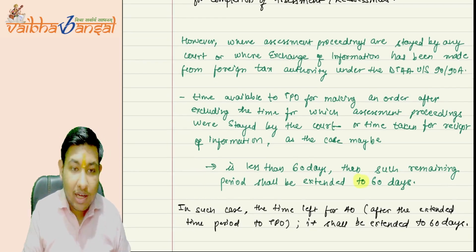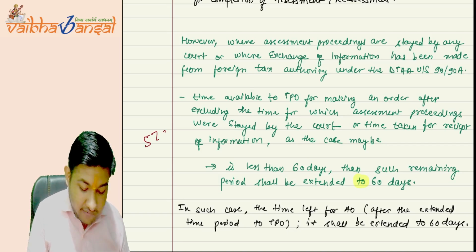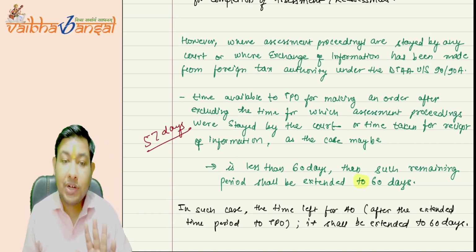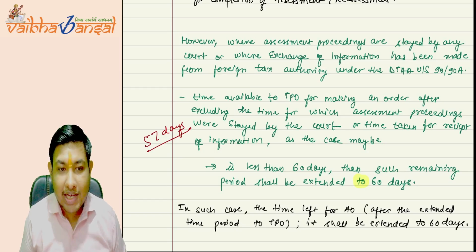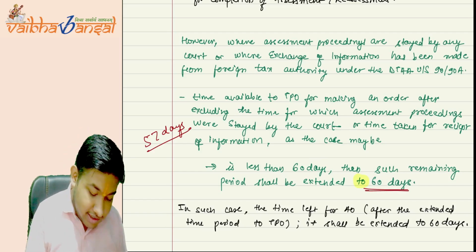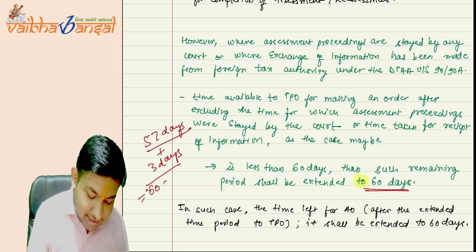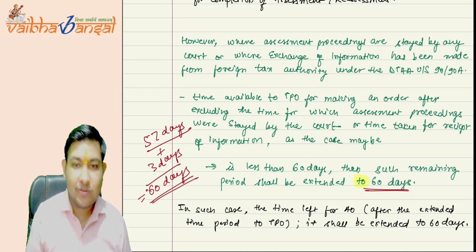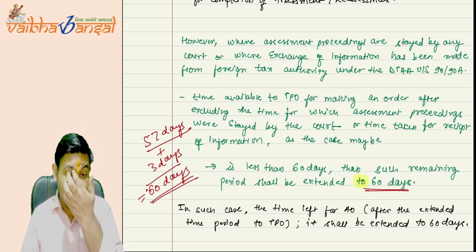Suppose now the AO is left with only 57 days for completion of the assessment. Now we will increase his time to 60 days. We will give him 3 more days so that his time period becomes 60 days. I hope it is very much clear to you all. Is this point clear?